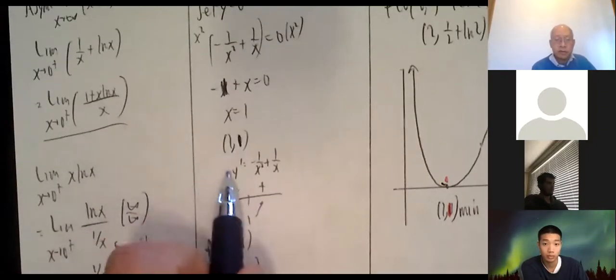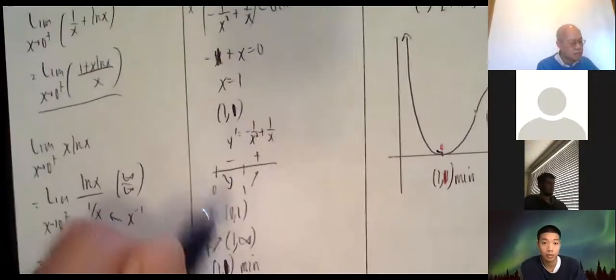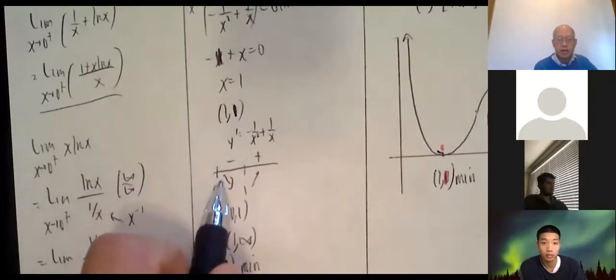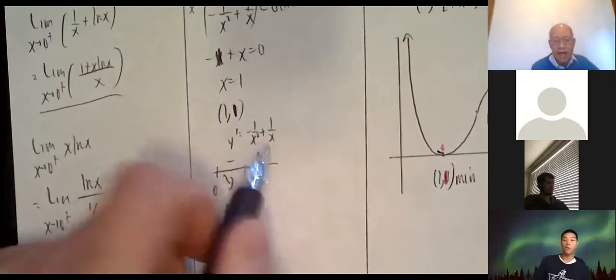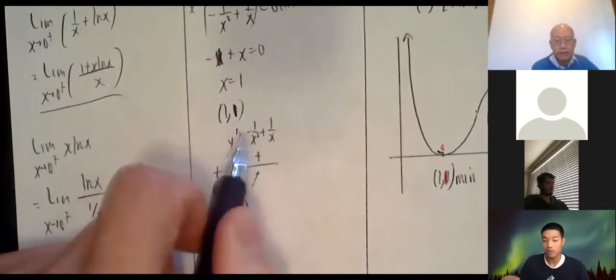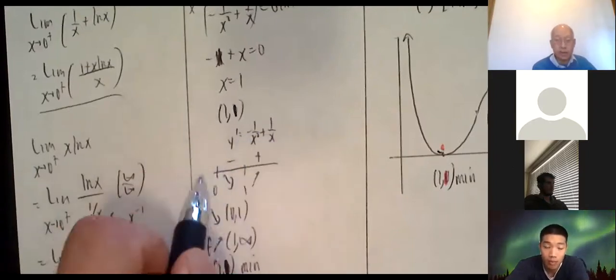Do my sign chart. Y prime is negative 1 over x squared plus 1 over x. There aren't any really nice numbers here, but you can plug in a half. If we plug in a half, it's negative 4 plus 2, which is a negative quantity.